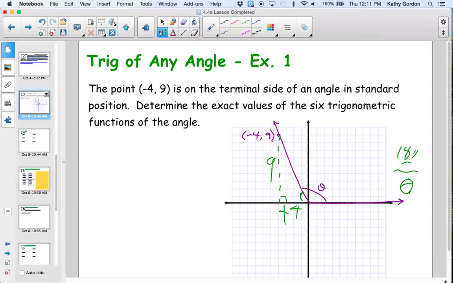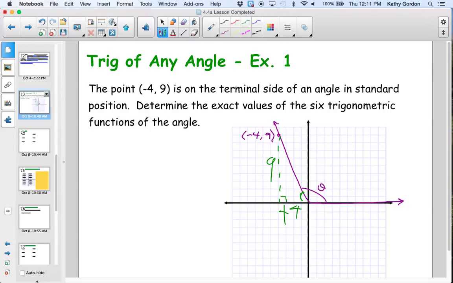Now my question is, do I need to know theta? Okay, never mind. No. Because when I am trying to find the trig functions, if I'm already looking at a situation where I can set up the right angle, all I need are the ratios of sides. It doesn't really matter what the angle actually is. So I don't really need this part of it, but the other part is helpful.